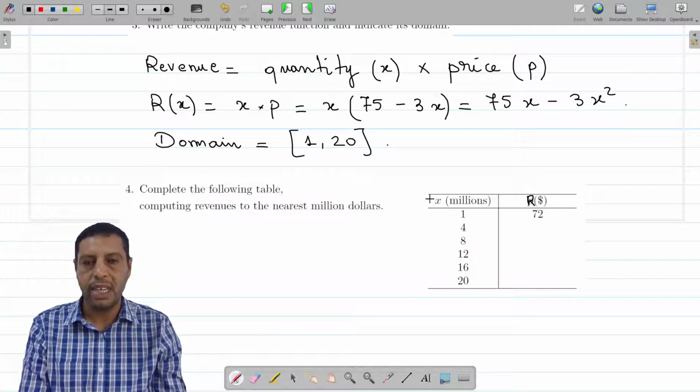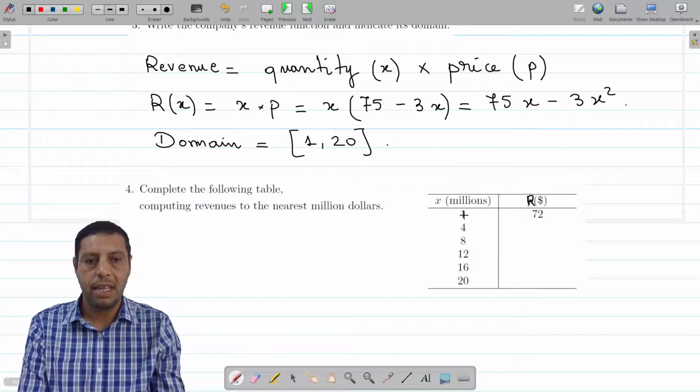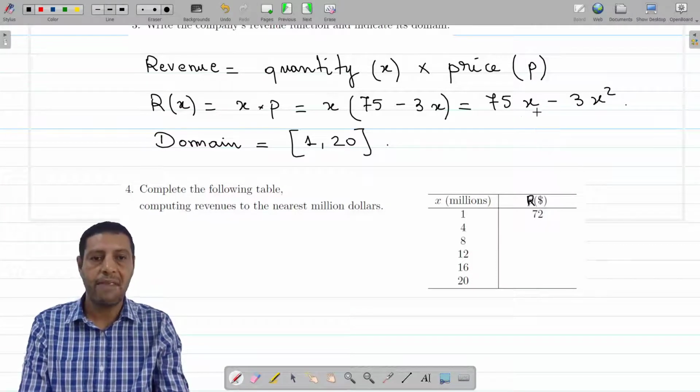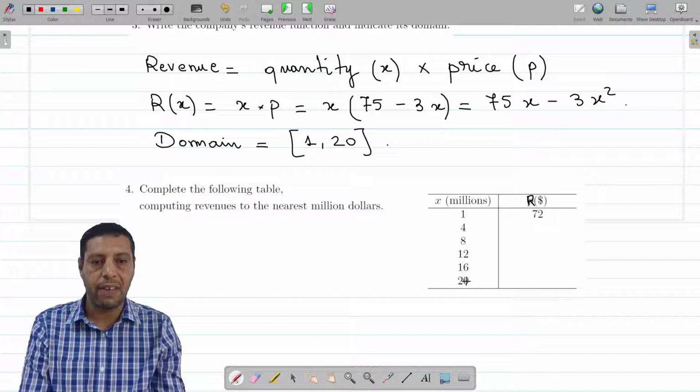So here it's very easy, you just plug in the x in the revenue function, 75x minus 3x squared, and you compute. So for x equals 1, you obtain 75 times 1 minus 3 times 1 squared, which is $72. Now you can complete, of course, the table for the different values of x, and using your calculator, you will obtain the following values.